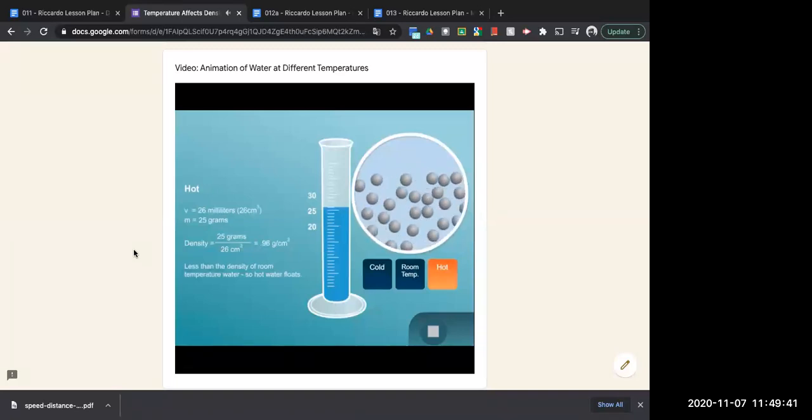But as the temperature changes, the volume changes. And because the volume changes, the density changes. The density here is 25 grams of mass divided by 26 cubic centimeters of volume, for a density of 0.96 grams per cubic centimeter. The density of hot water, therefore, is less than the density of room temperature water, and so hot water will float.